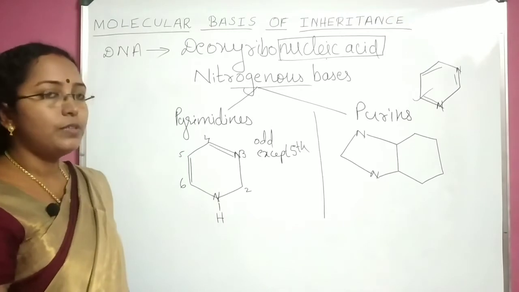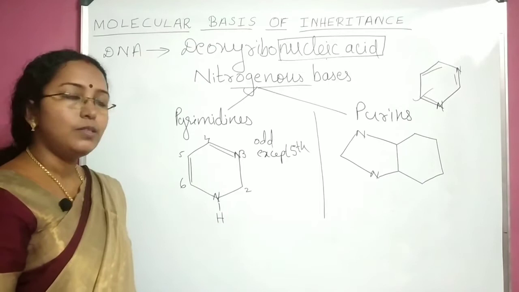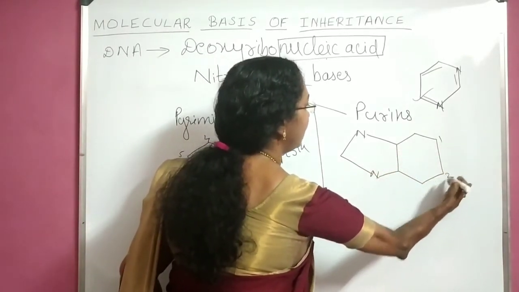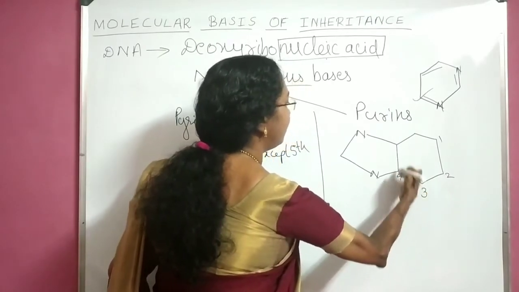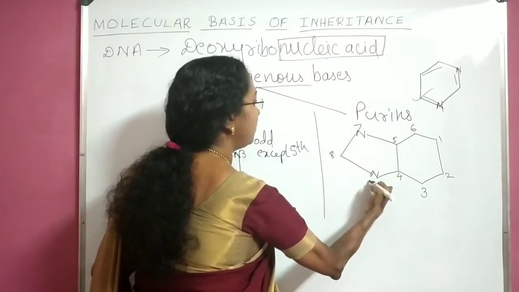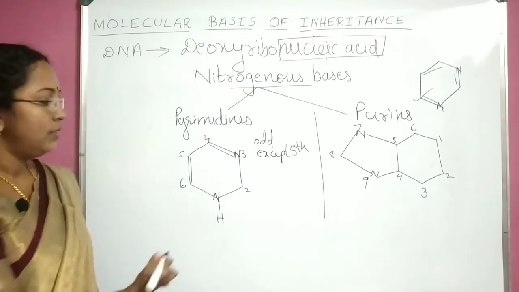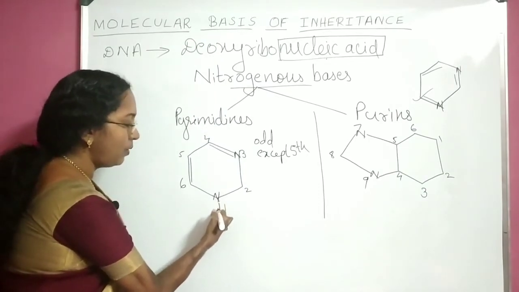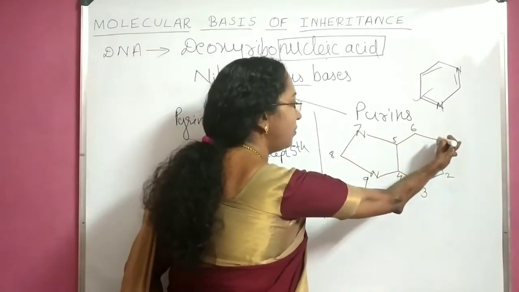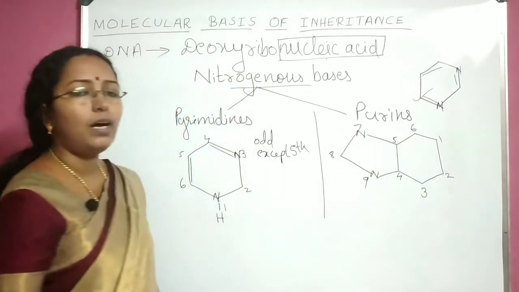Here also, first I should go for numbering. In purines also, the numbering begins from here. This is 1, first position, second, third, fourth, fifth, sixth, and then 7th position, 8th position, and then 9th position. So I have numbered it. See, in pyrimidine the numbering began from below and it is going anti-clockwise. But here in purine the numbering is beginning from here. It is going clockwise here and then anti-clockwise with the other ring.